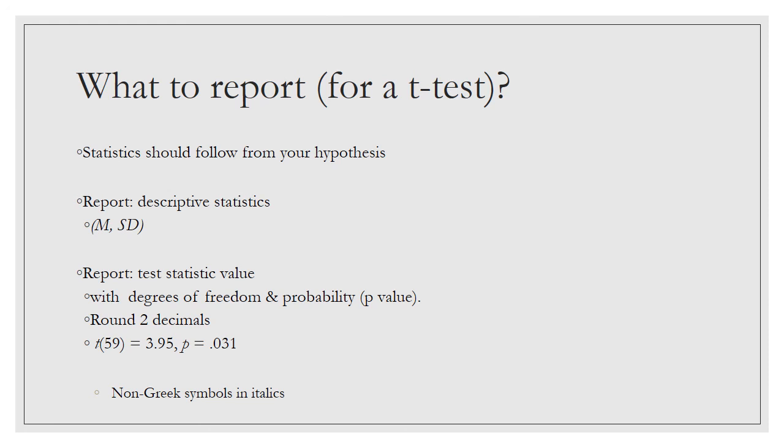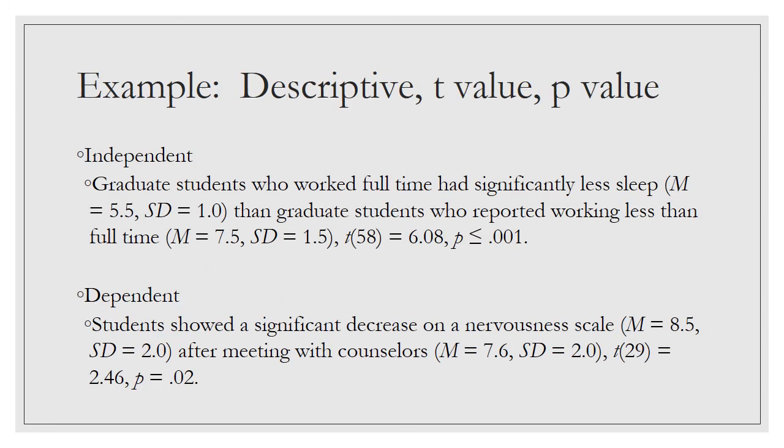Also note, when reporting statistics, our more general idea here is that non-Greek symbols are in italics. So our M's are italicized and our t's are italicized. This is to draw attention that it's a value of a statistic, not just some sort of acronym or something. So here are 2 examples. You can use these examples and piggyback on them, adapting them for your own reporting of your presentation.